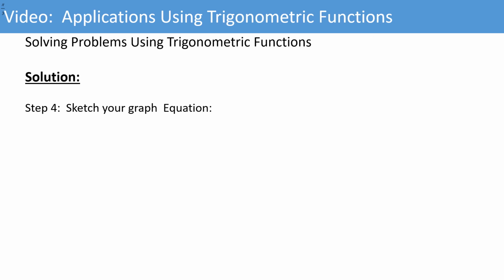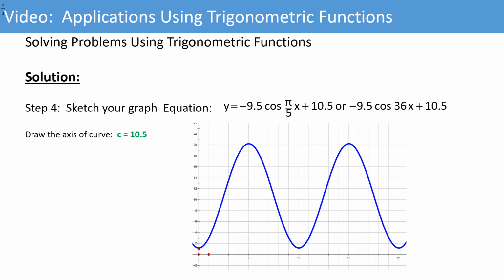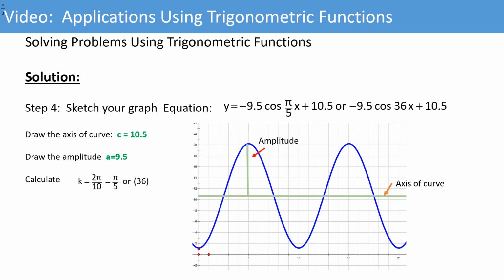Okay, now we want to sketch the graph of the equation, negative 9.5 cos (pi over 5)x plus 10.7, or negative 9.5 cos 36x plus 10.7. The graph, the axis of the curve, the amplitude, perfect, and the K value, 2 pi over 10, which is pi over 5, or 36, which we then use in the formula to find our values.